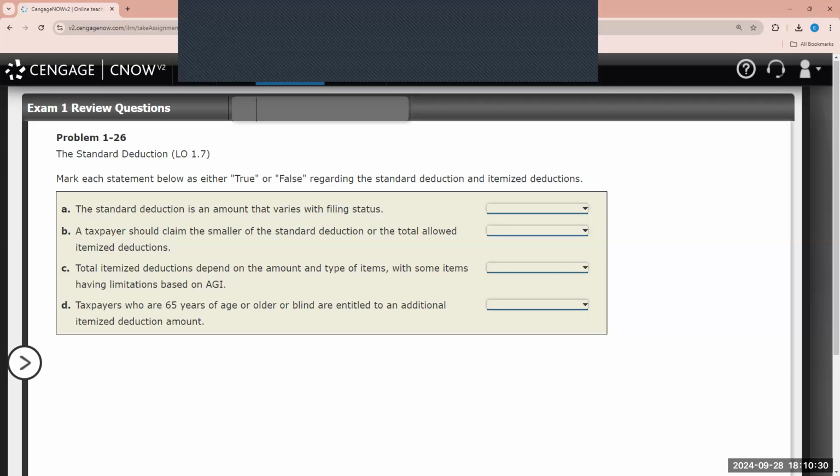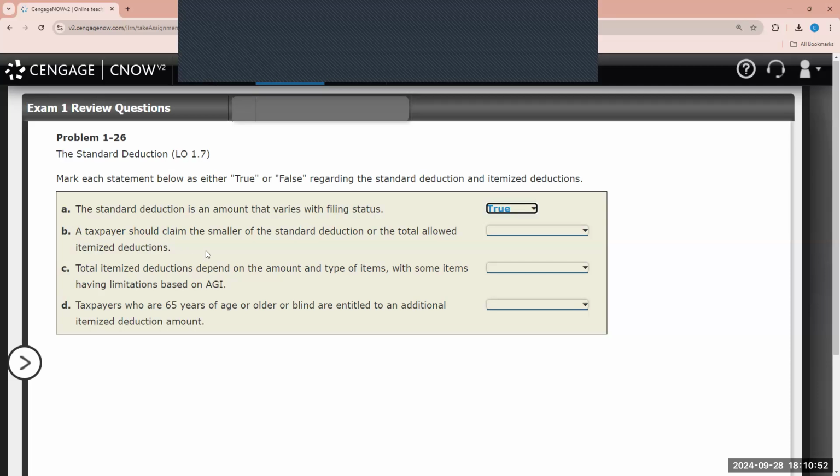So A states the standard deduction is an amount that varies with filing status. This is true. The standard deduction does vary based on your filing status, your age, and your vision. So just keep that in mind.